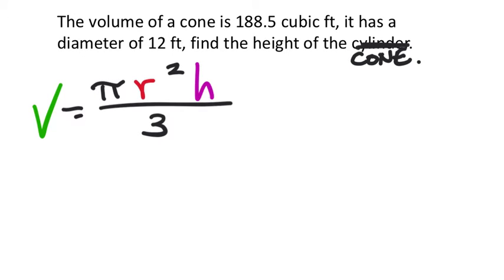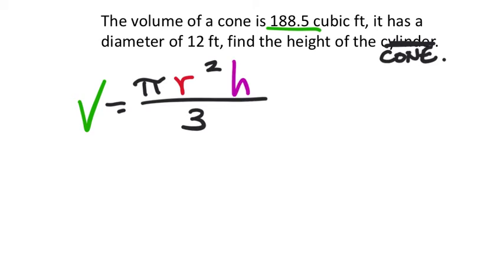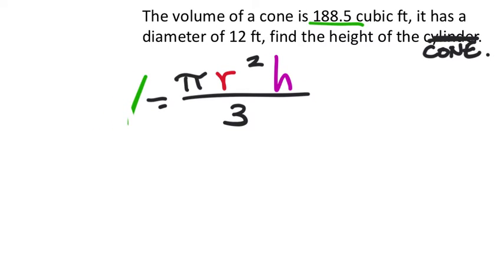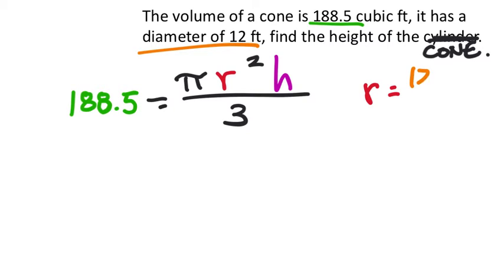And what do they give us on this one? Here's our volume at 188.5. I'm going to need a little bit more space here. Let's get rid of that V and change it for its value, 188.5. And then they gave us, oh, here's the diameter. That's good. But I want the radius. So to find the radius, just take your diameter, which in this case is 12, divided by 2, which would then be 6. So the radius of the cone is 6. And yeah, we are finding the height of this thing.